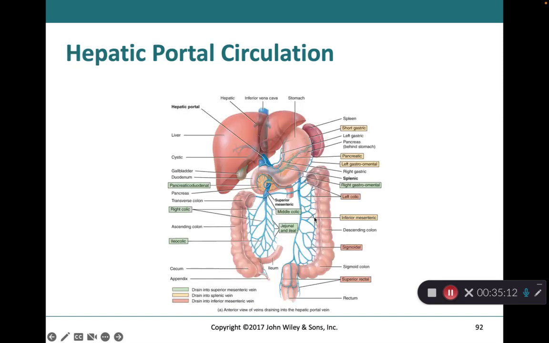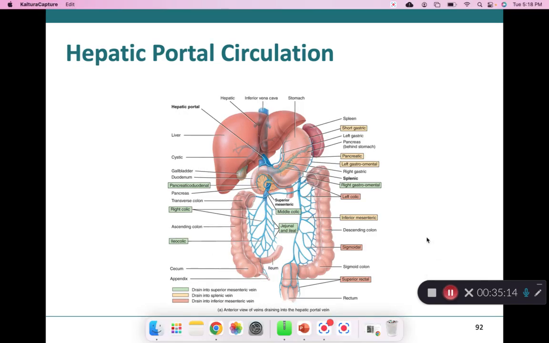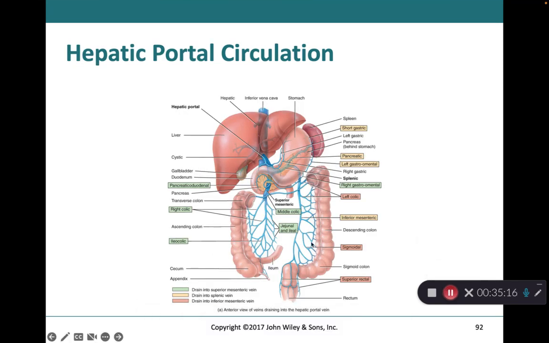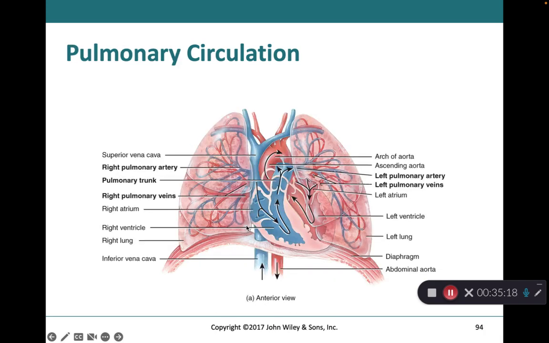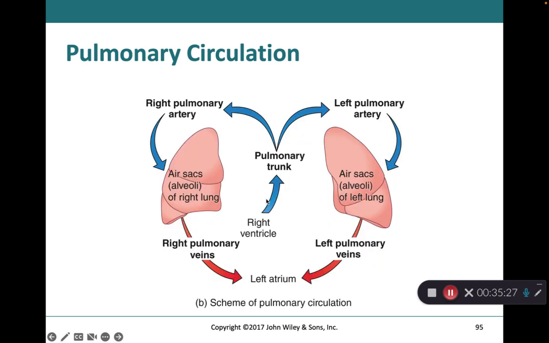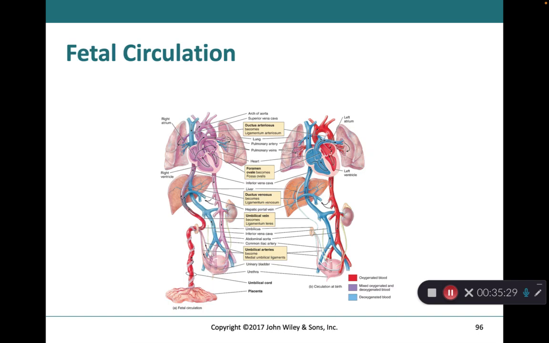More pictures of that. Here we have our hepatic portal circulation again. I'm just going to skip over this for now. Pulmonary circulation is just circulation to the lungs and then back to the heart. So you should remember this from the heart. Okay, fetal circulation. We'll go through the basics of fetal circulation.